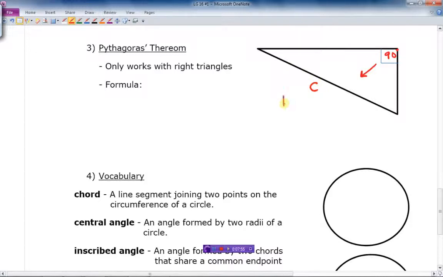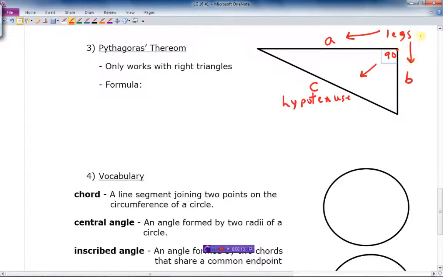And of course, I hope this is just review. You should have done this in grade 8 for sure, if not earlier. The other two sides we just call A and B. It doesn't matter which we label A and which we call B because they are both what we call the legs, and they form the 90-degree angle. Together they make the 90 degrees.